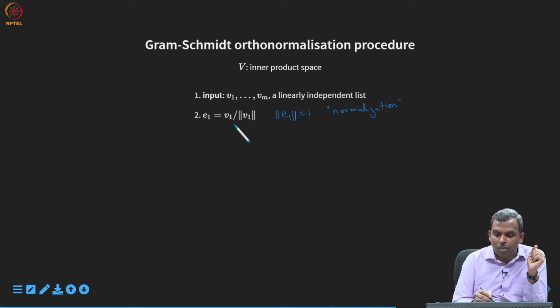Okay, so notice this normalization. Dividing a vector by its norm makes the overall norm 1. You can quickly prove it. It's not very hard. Just use the homogeneity property and you'll get just 1. So this normalization will be one property.